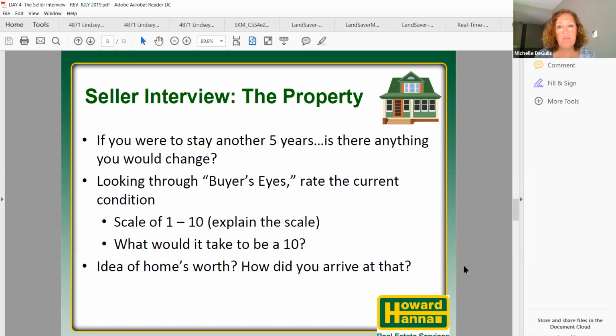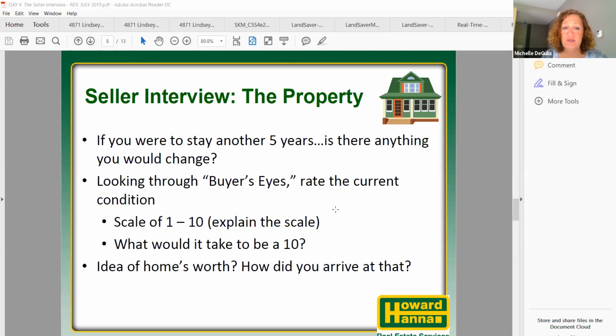Again, you're picking up clues about this seller and how realistic they are about the property. Because if they tell you this is a 10, you know there's no house that's a 10. If they tell you 7 or 8, it's just giving you some clues. But let's say they say it's a 6. You would say to them, okay, a 6, why don't you tell me why it's a 6 and what you think it would take for it to become a 10? Again, they're going to give you some ideas of what this home needs, to help you when you go to price the home and talk to them about their home.